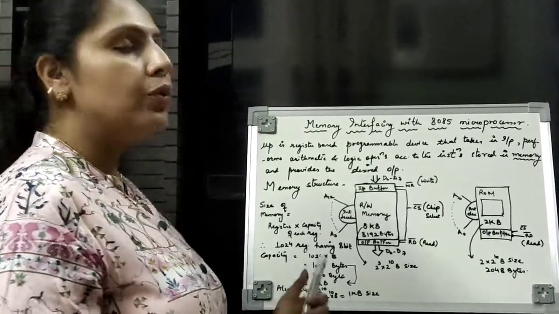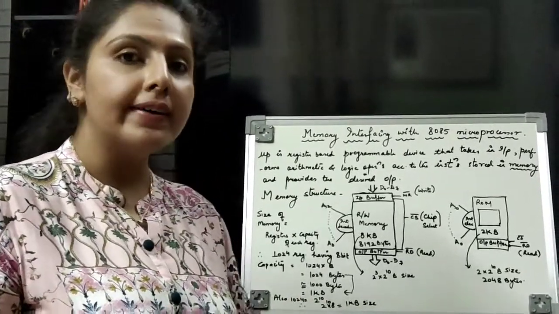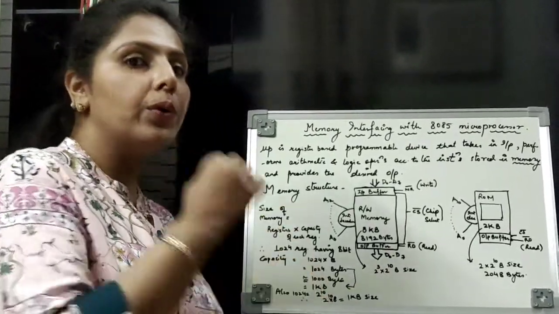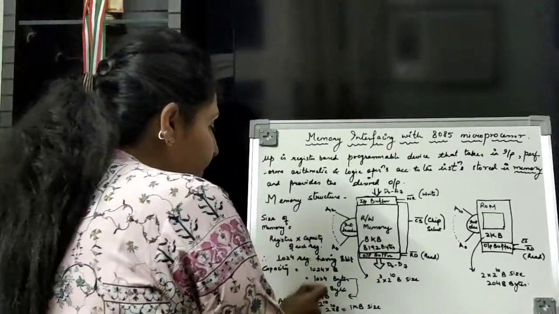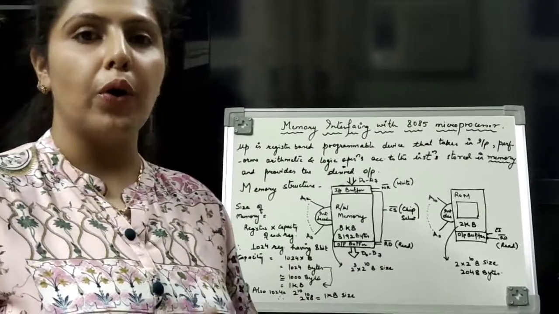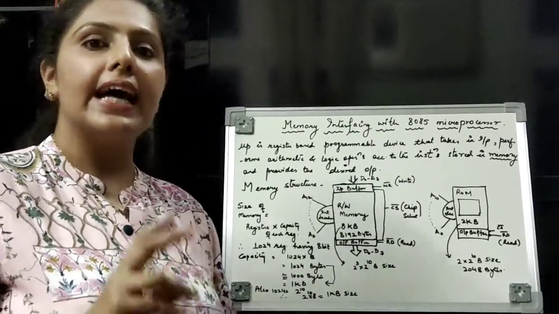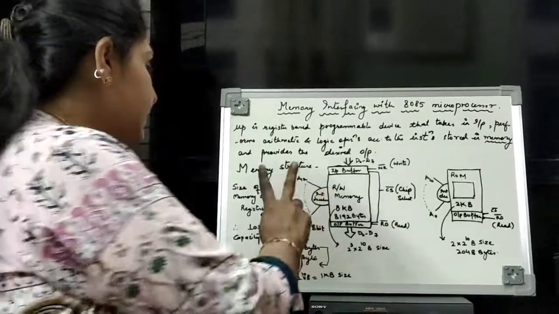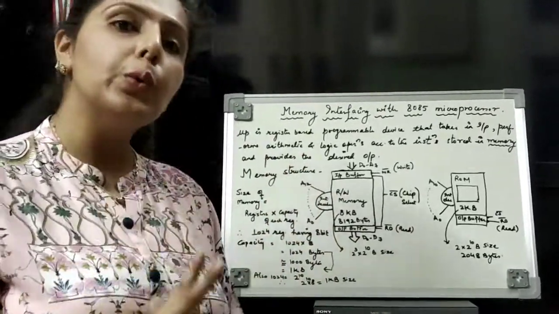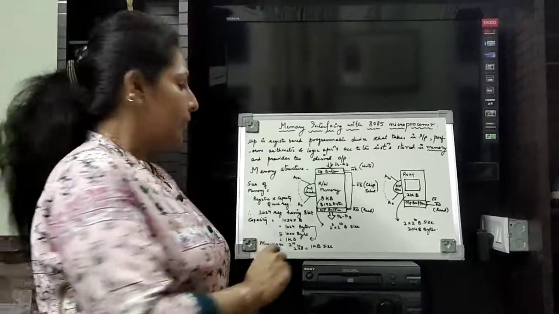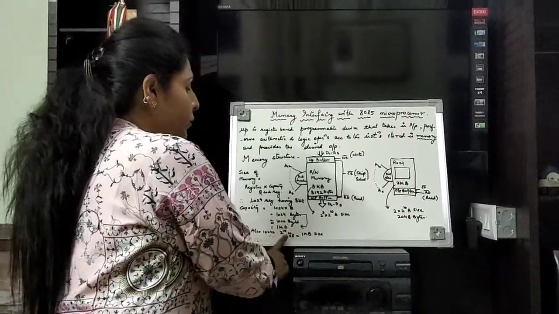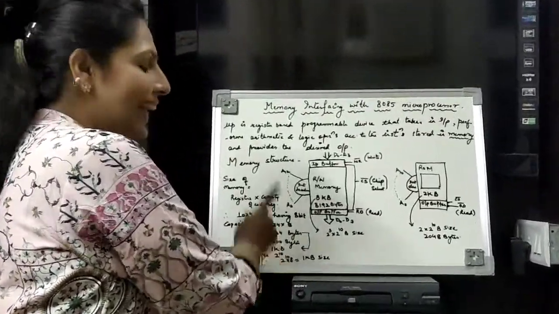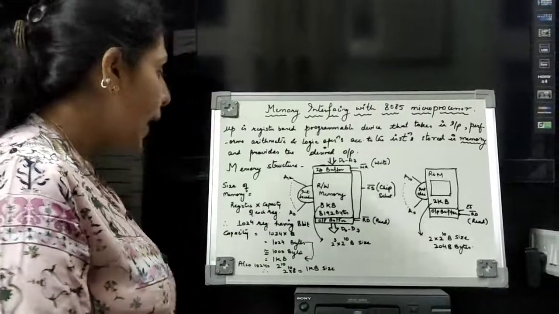Similarly, 1024 is what? It is 2 raised to power 10. Why 2 only? Why are we considering the factor 2 only? Because we are dealing with bits that are 0 and 1, that is only 2 in number. That is why the combination of 2 takes place here. So 2 raised to power 10, multiplied by 8, is equal to 1 KB size.